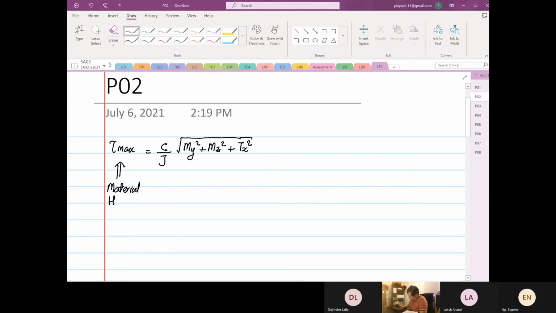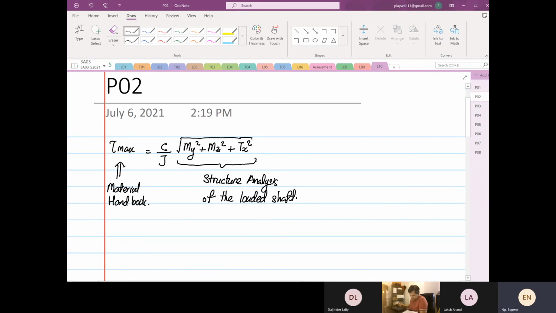Handbook. Right, this is the value. This over here, it is from your structure analysis of the loaded shaft.